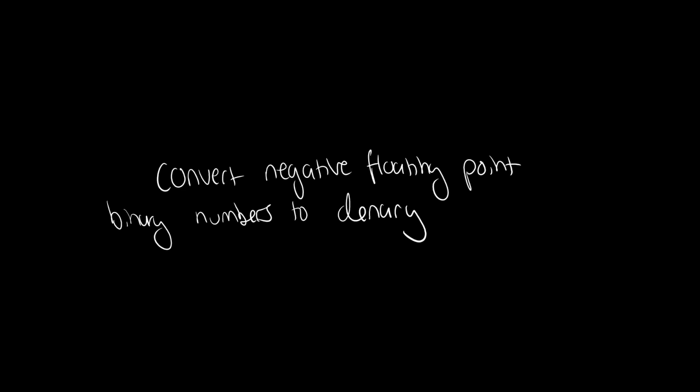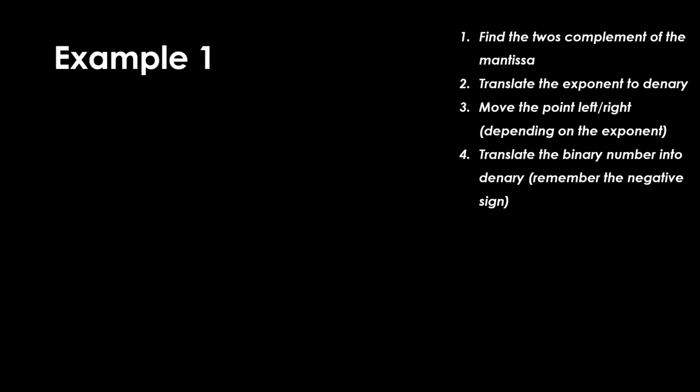Okay, today we're going to convert negative floating point binary numbers into denary or decimal. Before we go through our first example, I want to show you the steps to follow to do this. First, you have to find the 2's complement of the mantissa, translate the exponent to denary, move the point left or right depending on if it's positive or negative, and then translate that number into denary. Always remember to add the negative sign as well, because of course it is a negative binary number you're translating.